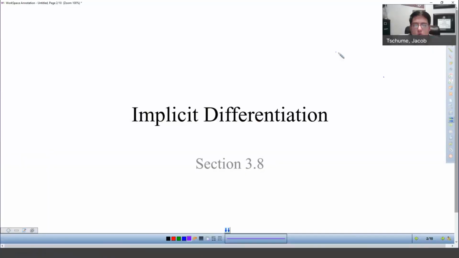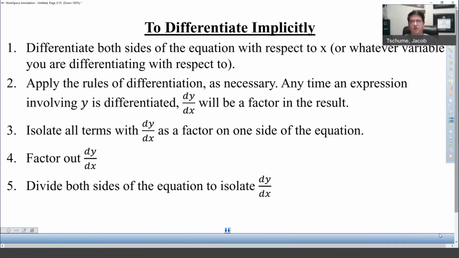All right, in this video, we are going to move into section 3.8, which is titled Implicit Differentiation. Like I mentioned in the last video, we have one new derivative technique we need to learn in order to do the last section in 3.9, and that's what we're going to cover today. So let's learn about what implicit differentiation is.